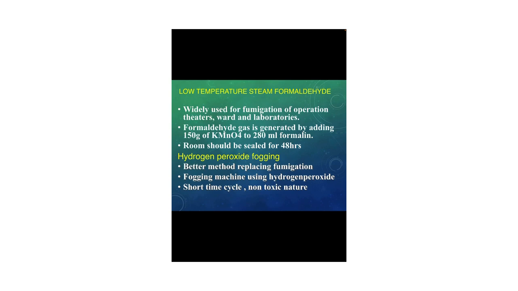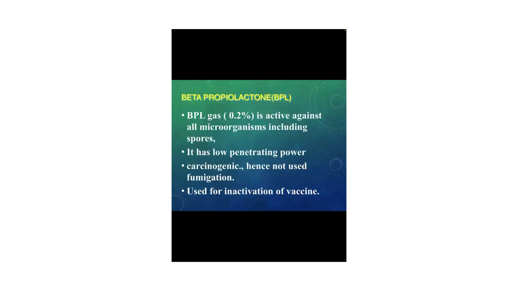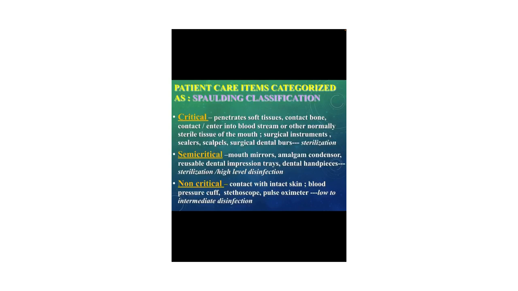Then low-temperature steam formaldehyde and hydrogen peroxide fogging. It is mainly used in the fumigation of operation theatres. Formaldehyde, such as potassium permanganate solution in formalin, is mainly used. The room should be sealed for 48 hours. A better method to replace fumigation is hydrogen peroxide fogging. Beta-propiolactone was used in older days, but it is not used now because of its carcinogenic effect.